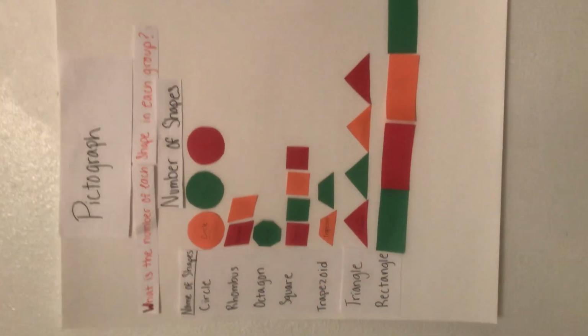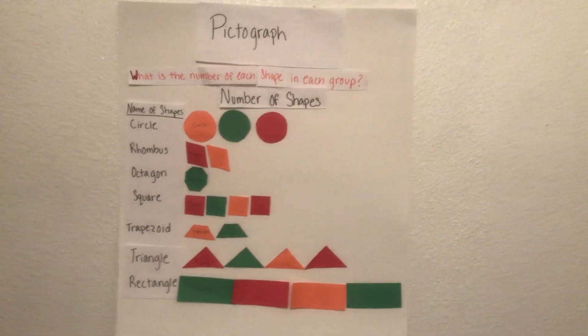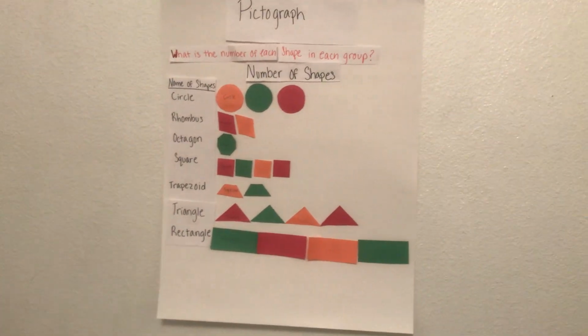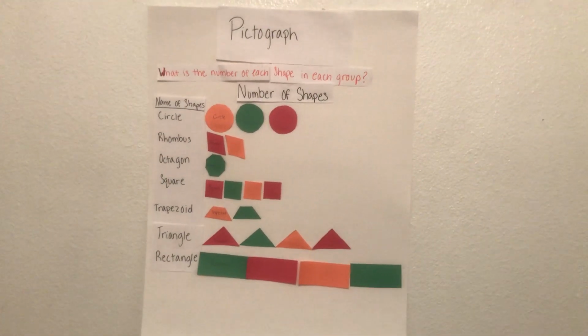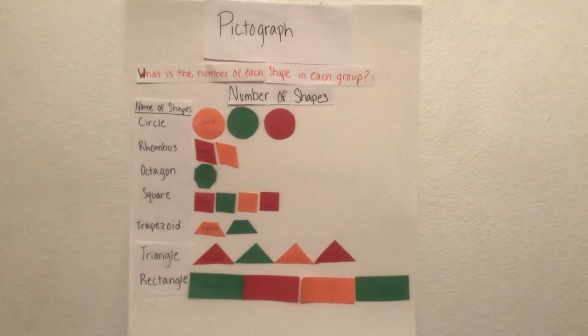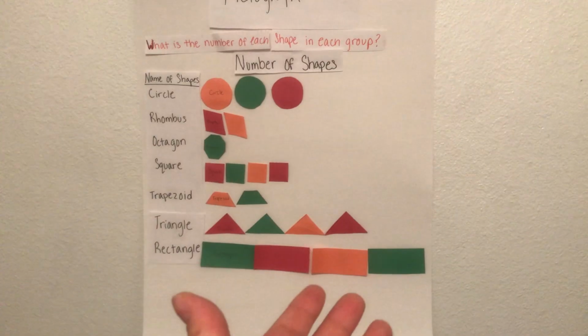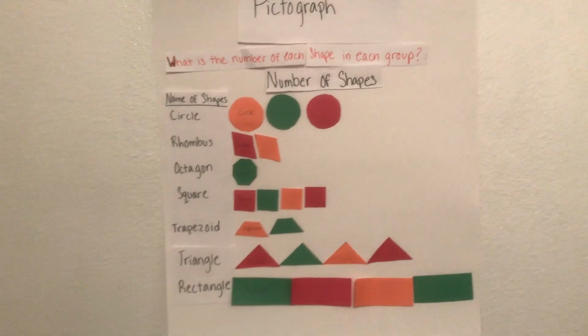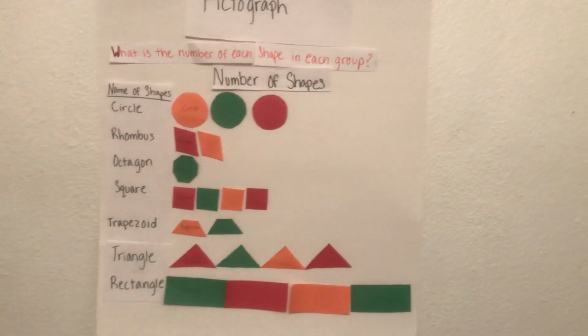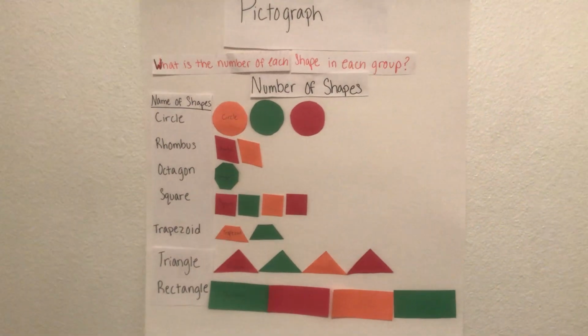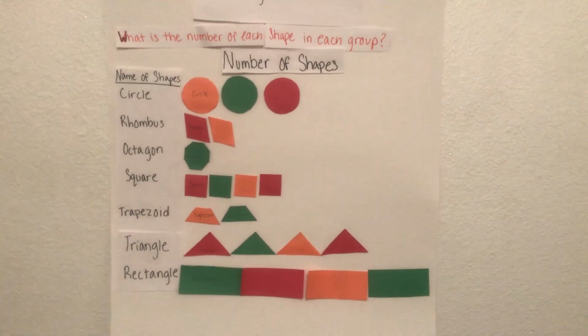Okay, so my first graph that we were working with will be a pictograph. In my title, my pretend group that I have for my students of 4, there's a total number of 20 shapes there. I had them use a question as their title. So it is, what is the number of each shape in each group?